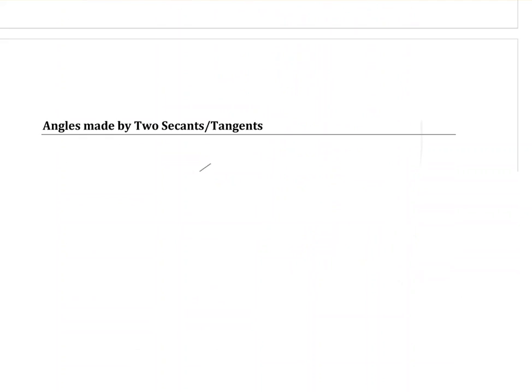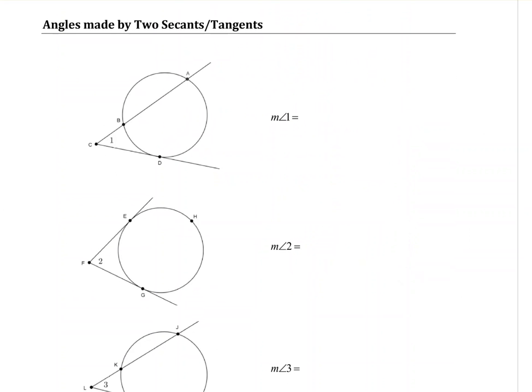The last ones that we're going to talk about are angles that are on the outside of a circle, but they are made by either two secants or two tangents, or a mixture of a secant and a tangent. In this first example, I want you to notice that CD is a tangent and CA is a secant because it intersects the circle twice.